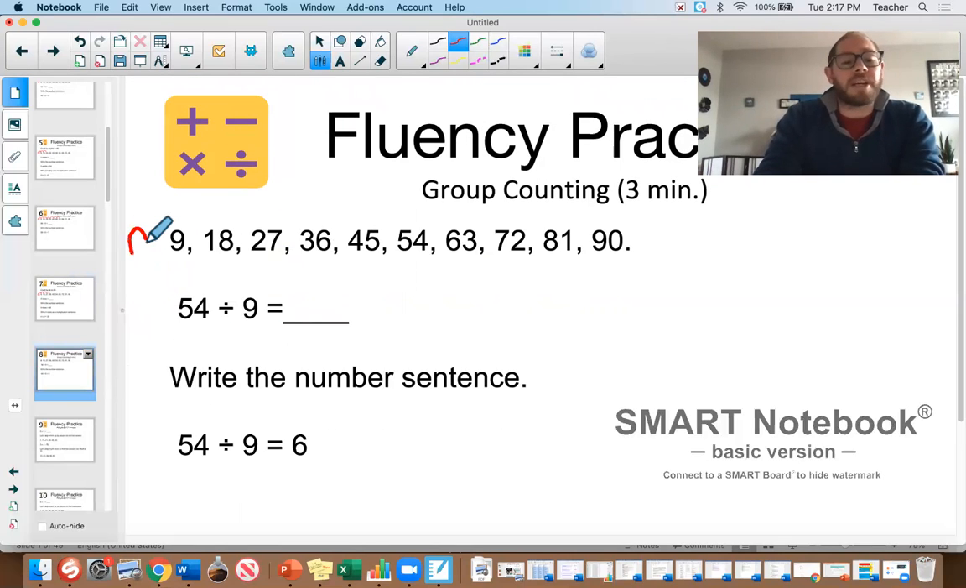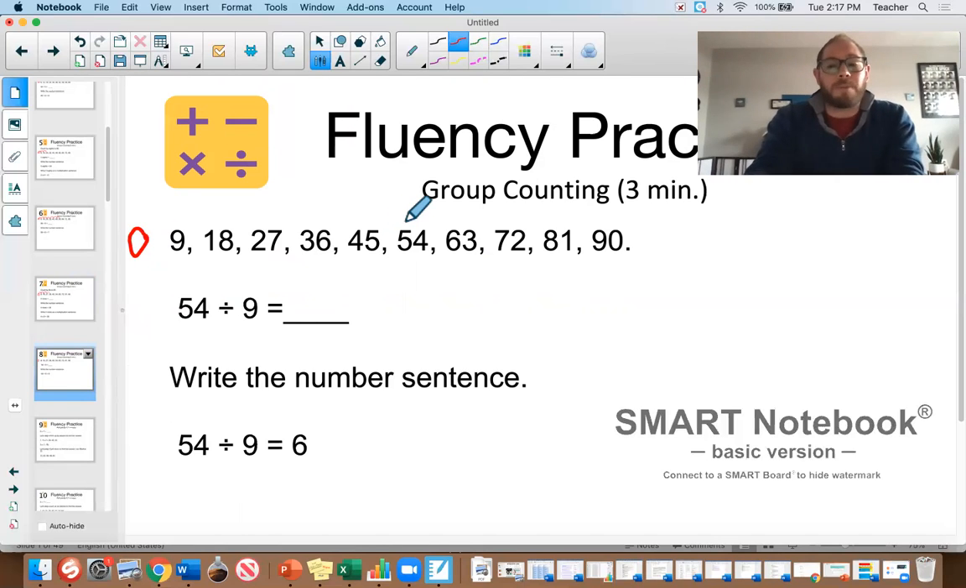Our next one, they want us to divide starting at 54. Skip count backwards with me, please. 54, 45, 36, 27, 18, 9, 0. Altogether, I made 6 little jumps. So that means 54 divided by 9 is 6.